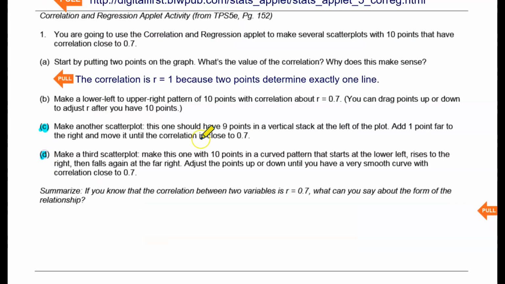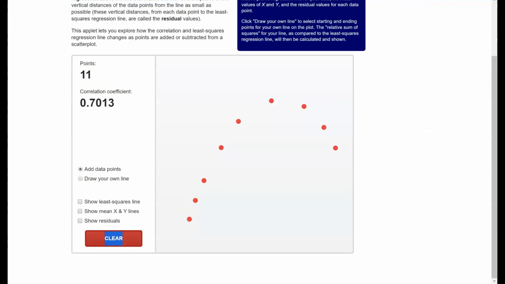In part D, we're asked to make a third scatter plot, this one with 10 points in a curved pattern that starts at the lower left, rises to the right, then falls again at the far right. Adjust the points up or down until you have a very smooth curve with correlation close to 0.7. Your scatter plot might look like this. Oh my gosh, look at that, I can't even count. I have 11 points, so let me get rid of one. Boom. Now I've got to work on making this correlation closer to 0.7. That's close enough.